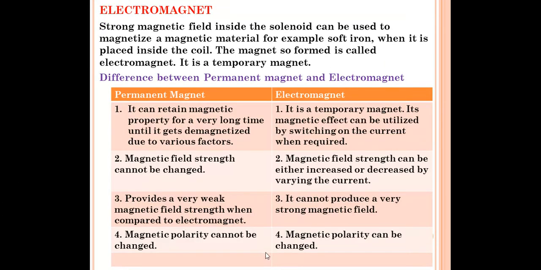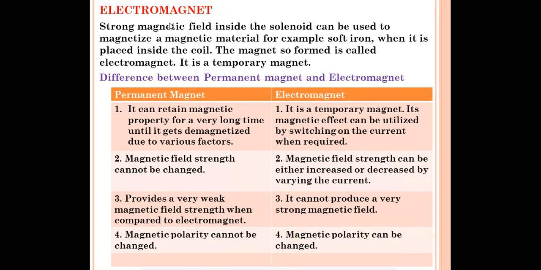Now we'll read about electromagnets. So what are electromagnets? A strong magnetic field inside the solenoid can be used to magnetize a magnetic material. We know that inside the solenoid, magnetic fields are produced. So if a strong magnetic field is there inside the solenoid, it can be used to magnetize a magnetic material too. For example, soft iron. When it is placed inside the coil, the magnet so formed is called an electromagnet.